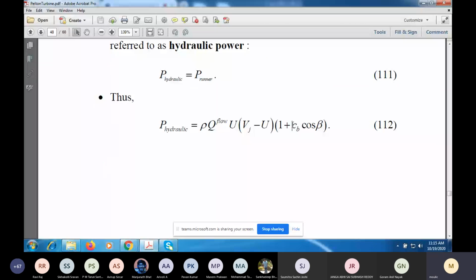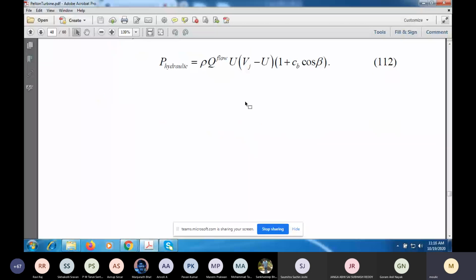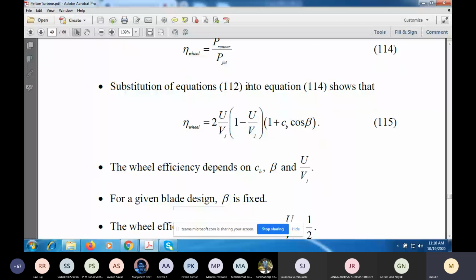Now, if you take expression 113, this equation, and look at equation 112, and take the ratio, hydraulic power is the same as the power developed by the runner, then you get the wheel efficiency. You see that rho times Q flow will cancel out, and you will have this factor 1 plus Cv cos beta multiplied by the factor U times Vj minus U, divided by half Vj squared. So the half goes to the numerator as 2, and if you divide by Vj squared, you can write it as U by Vj into 1 minus U by Vj.